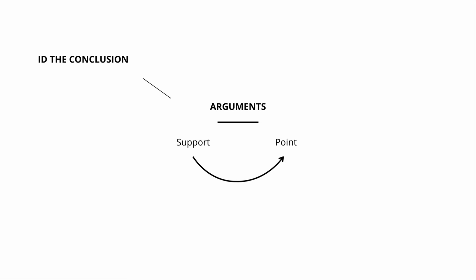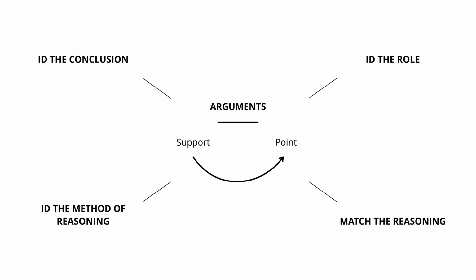Identify the conclusion questions simply ask you, hey, what is the point being made? Identify the method of reasoning: what is the support-conclusion relationship? ID the role: what part of the argument is this one highlighted portion? And then finally, match the reasoning, right? So which of the answer choices has an argument structure that's most similar to the one that you're originally given? And then finally, there are a few problem types that don't center on understanding arguments at all. And you can think about these as outliers.